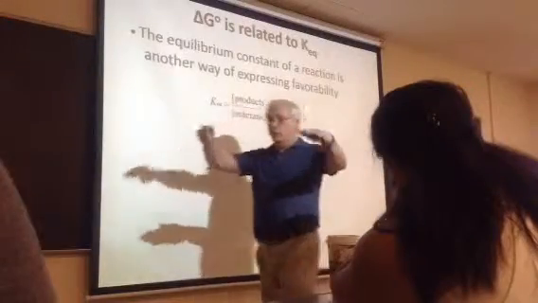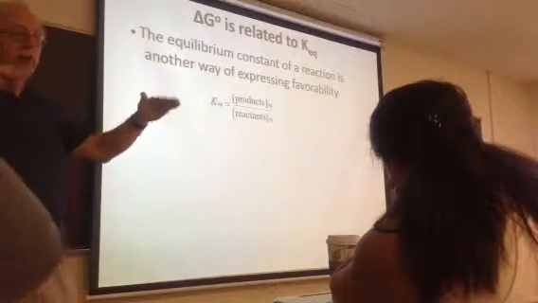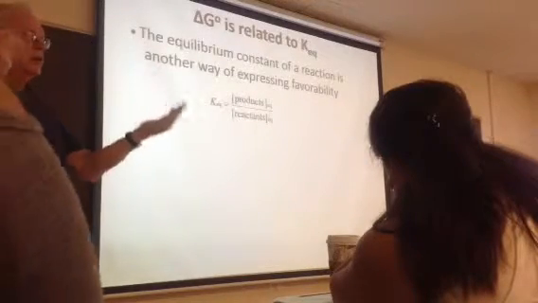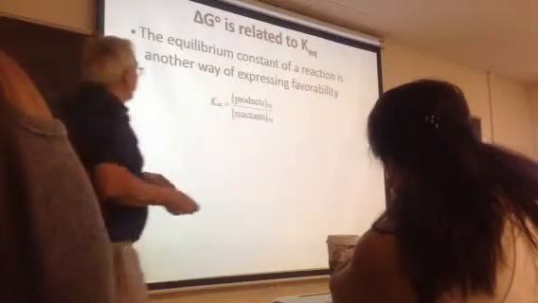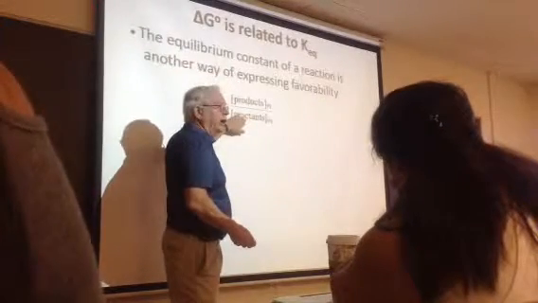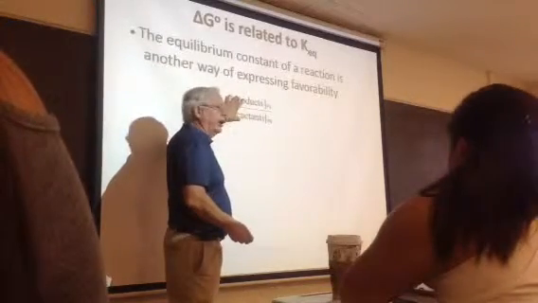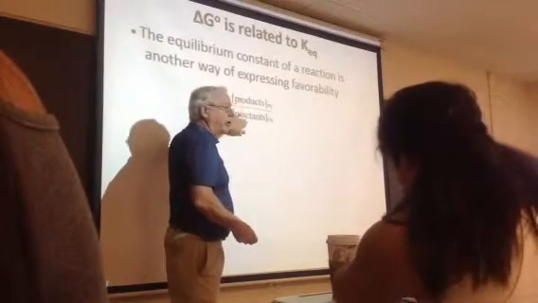Talking about a predictor of favorability, delta G is linked to the equilibrium constant. They're both two ways of saying the same thing. An equilibrium constant is the ratio of products to beginning reactants after an infinite amount of time, once the reaction has reached equilibrium. What's that product to reactant ratio?